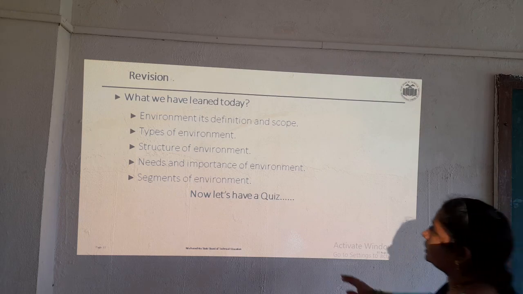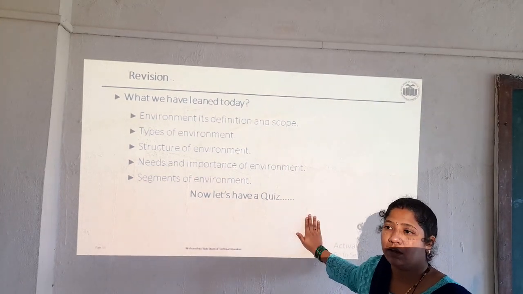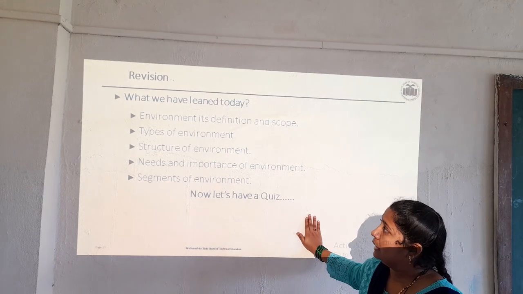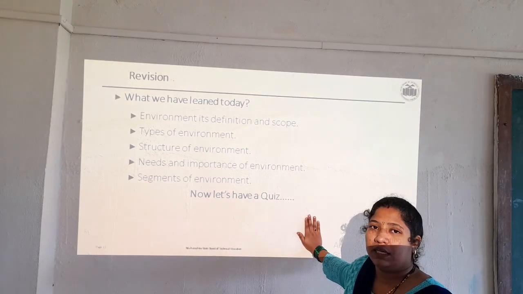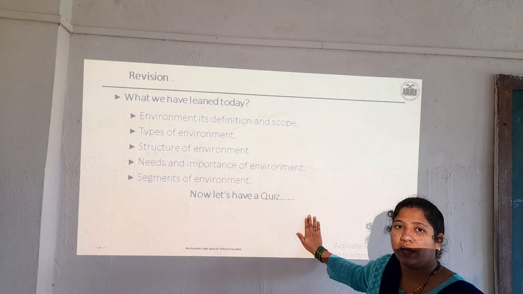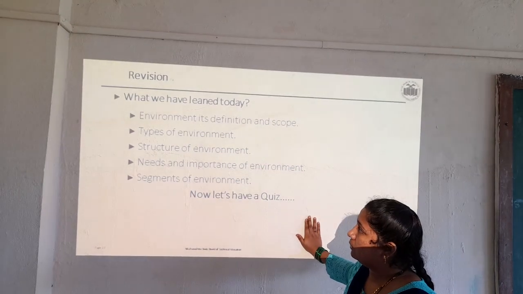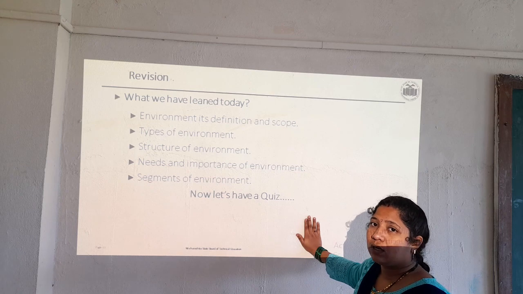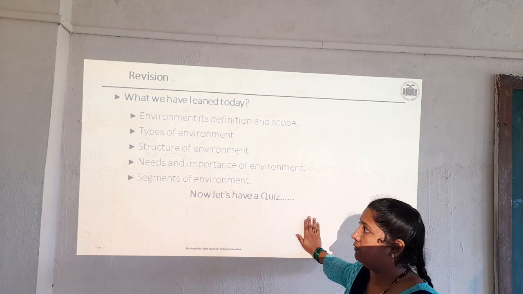For revision: environment, its definition and scope. What is meant by environment? We are surrounded by living and non-living things. Living things means humans, birds, and non-living things mean mountains, rivers. What are the types of environment? The types of environment are natural environment, man-made environment, social environment and psychological environment.